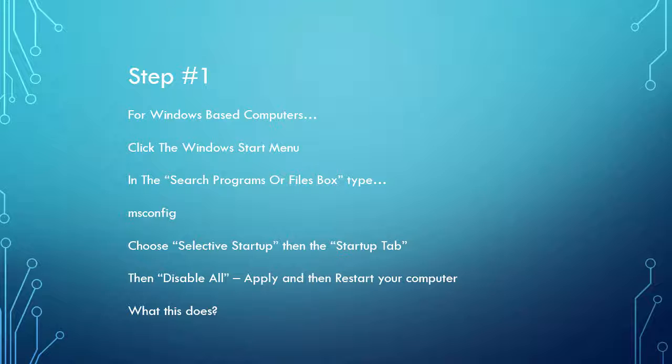So again, for Windows-based computers, what you do is you click the Windows Start menu, and then in the search programs or files box, type this word, all one word, lowercase, msconfig. And then a little box will open up, a window will open up, and it will give you the ability to choose Selective Startup on the radio button, and then the Startup tab.